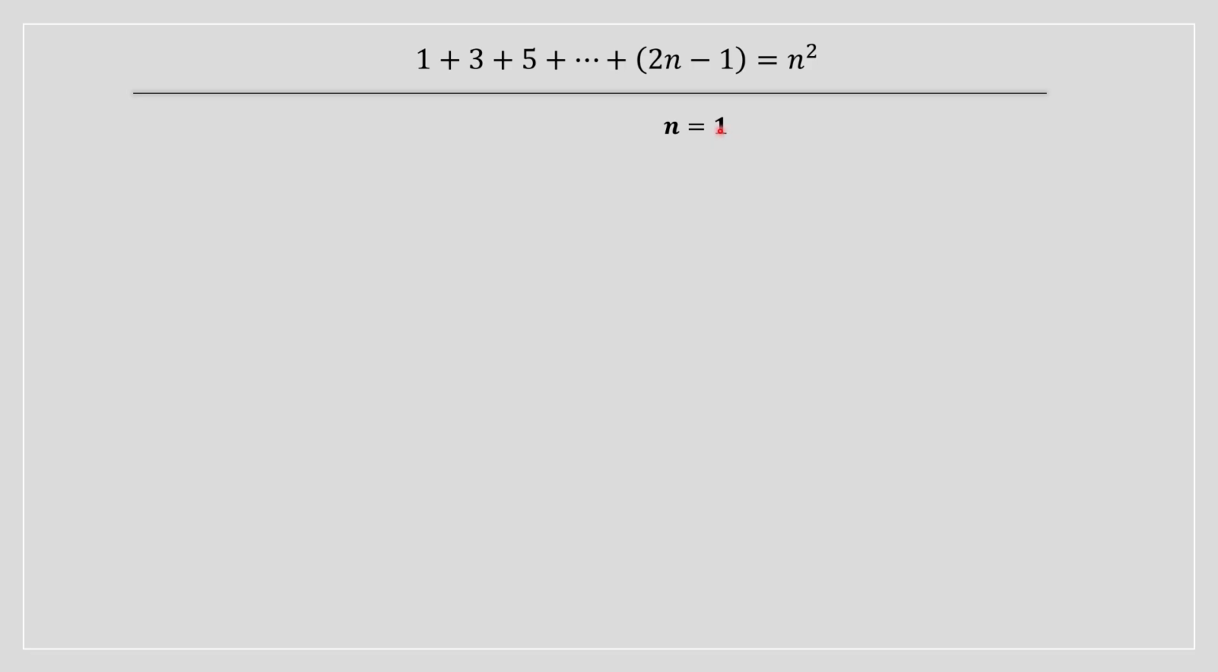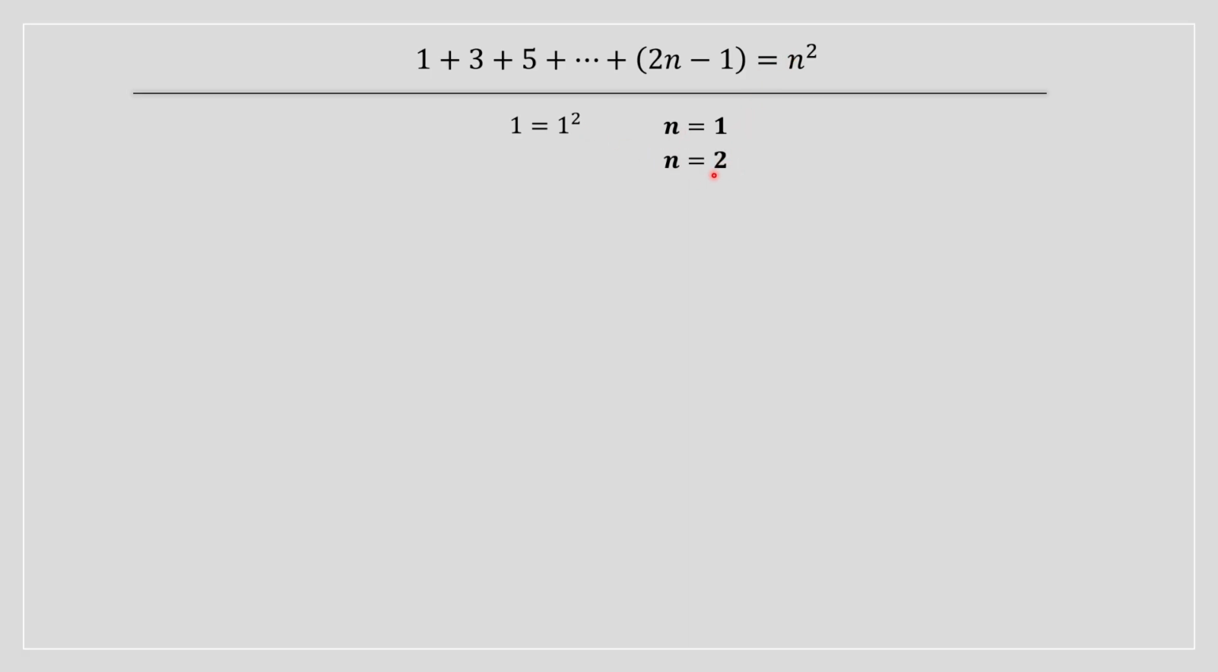So if you do n is equal to 1, on the right hand side it should be equal to 1, and on the left hand side you should basically have only one term, which is your first term. In this case the first term is 1. Therefore we have 1 is equal to 1 squared, which is equal to 1. So let's look at the second term, n is equal to 2.